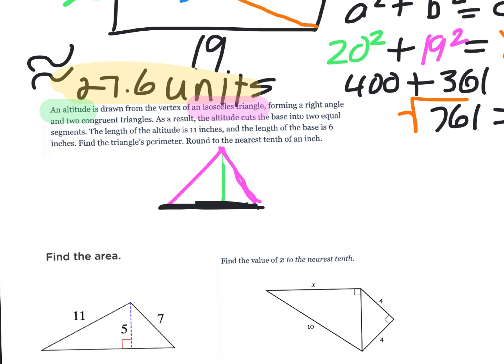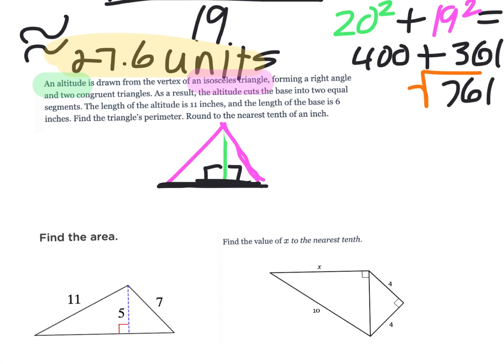Okay, so what does that altitude do? Well, that altitude cuts it in half and makes a right triangle right here, right? So it says the length of the altitude is 11 inches. So you know that the height of the triangle is 11 inches. And it tells you the length of the base. Where's the base of the triangle? Where's the base of a statue? It's at the bottom, right? So same thing. That means the base, the bottom, is 6.